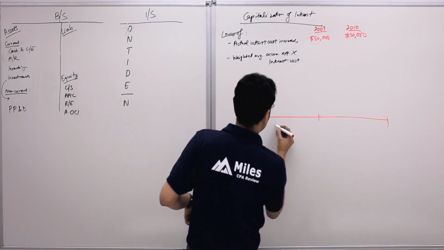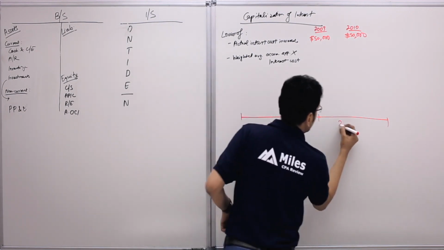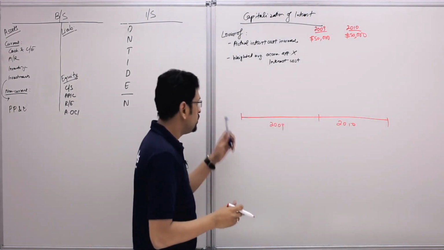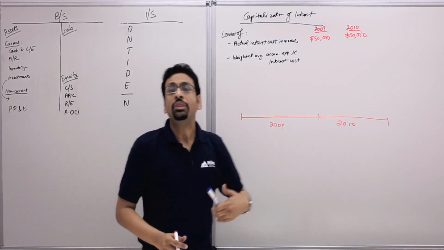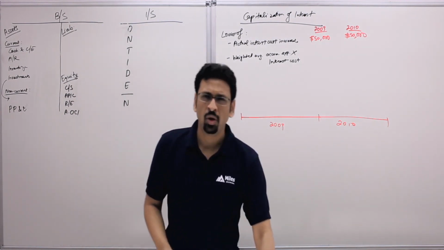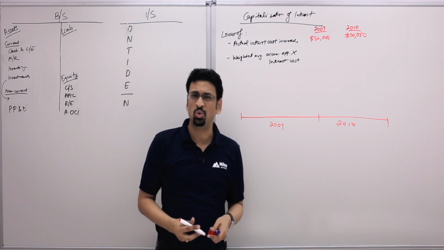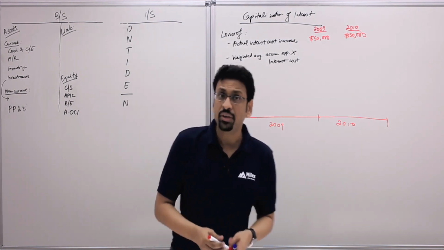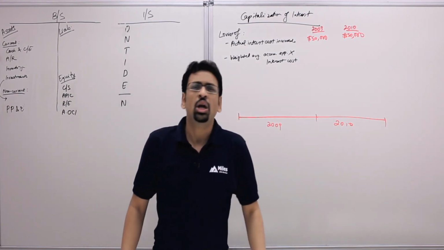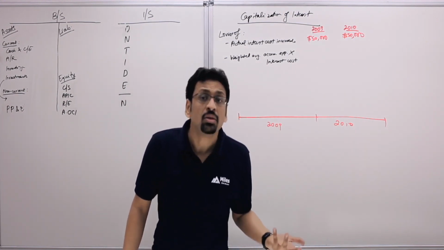So we've got 2009 and 2010. Now what we're saying is that during 2009, $300,000 was incurred evenly during the year. A year has 12 months, so $300,000 was incurred throughout 2009, something like $25,000 per month.